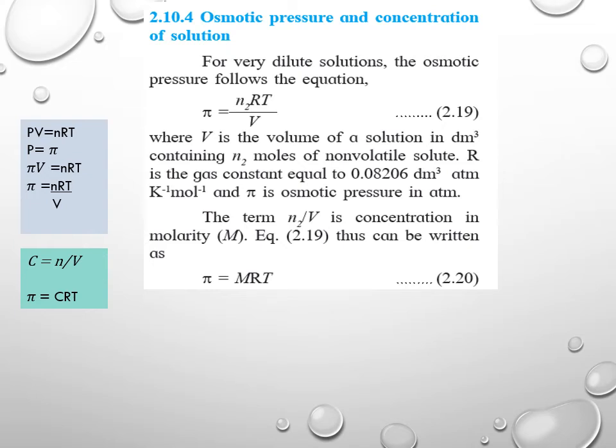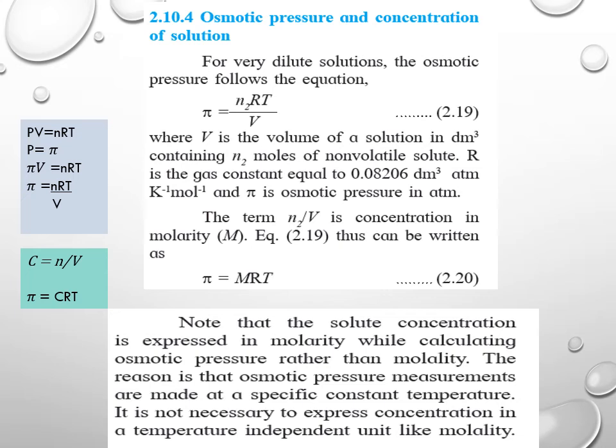So for a very dilute solution, the osmotic pressure can be calculated where pi = n2RT/V. n2 is the moles of solute, V is the volume of the solution in liters, n2 is the mole of non-volatile solute, R is the gas constant, while pi is the osmotic pressure. And we know that n2/V is concentration in molarity. Here we have taken it as capital M. So pi = MRT. So you can write pi = CRT or pi = MRT.